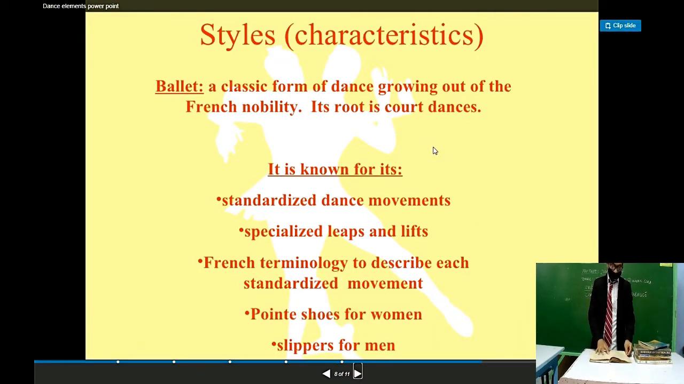Styles and characteristics of dances. There are modern and classic dances. Ballet is one example of a classic form of dance growing out of the French nobility. Its root is court dances. It is known for its standardized dance movements, specialized leaps and lifts, French terminology to describe its standardized movements, pointe shoes for women, and slippers for men. That is ballet dance.